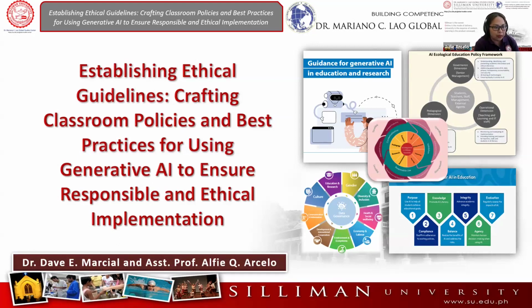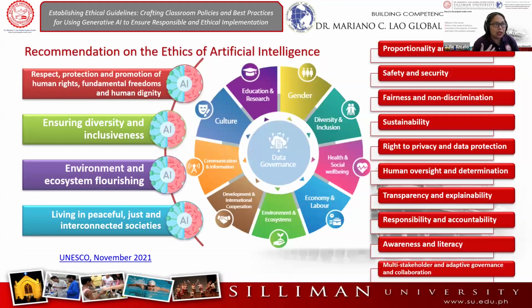So let me just start with the ethics of artificial intelligence. Actually, as early as 2021, this was published by UNESCO already. It's more of the recommendations on the ethics of artificial intelligence and how we will be able to have our anchor when it comes to our crafting or our policy making. In here, if you see the slides, it's supposedly the first ever global standards on AI.